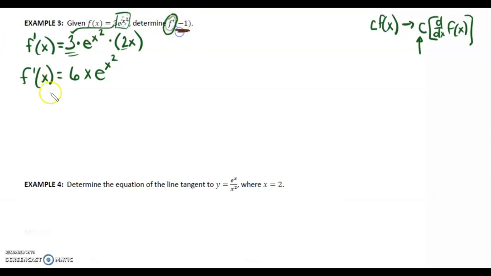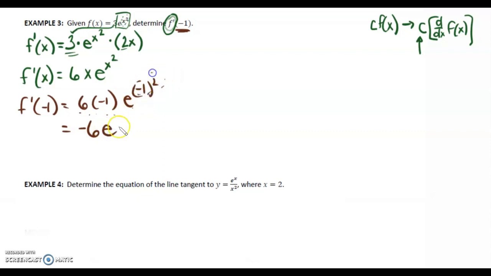Now let's plug in negative 1. So f prime at negative 1 equals 6 times negative 1 times e to the negative 1 squared. Okay, 6 times negative 1 is negative 6. And then we have e, and negative 1 squared is just 1. So it's negative 6e, or negative 6e to the 1. Either one works.